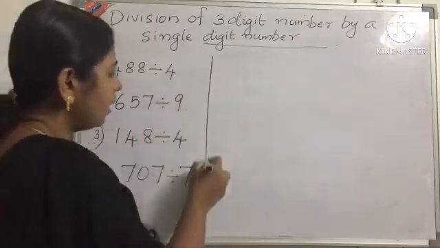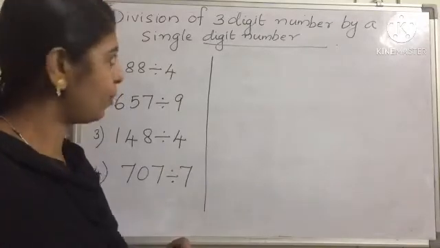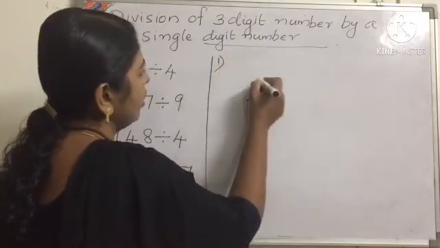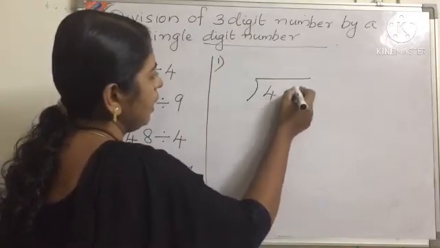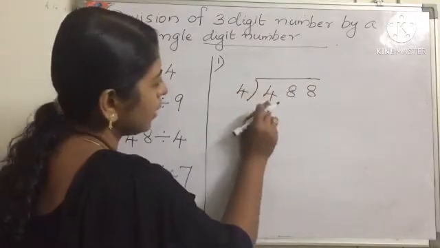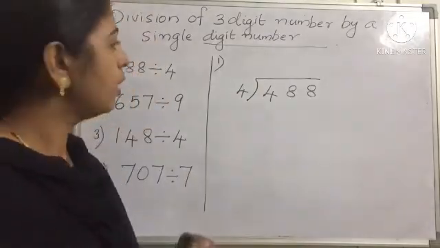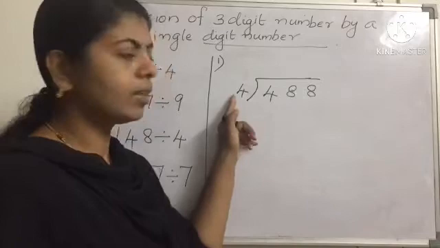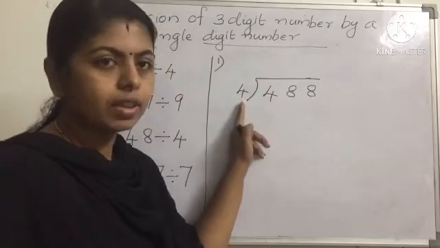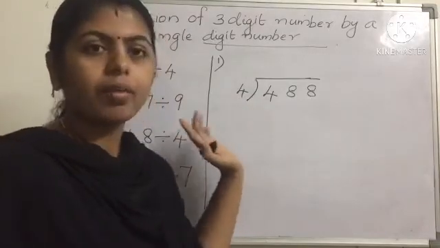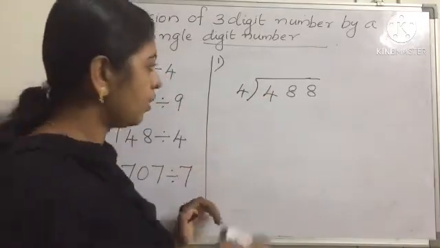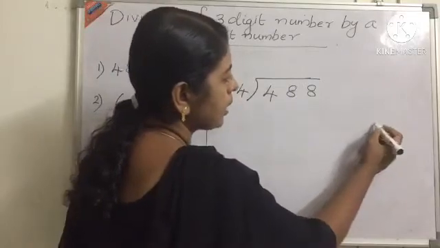488 divided by 4. Okay, we can give a small gap in between the digits. For this, we want the multiplication table of 4. Is it possible to divide 4 by 4? Yes, because both are equal. If the digit is equal to or greater than the divisor, we can divide. Then for that we can write the multiplication table of 4.